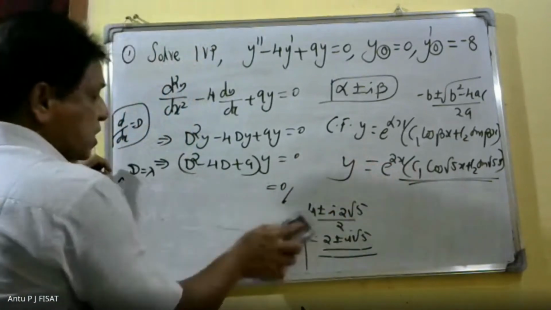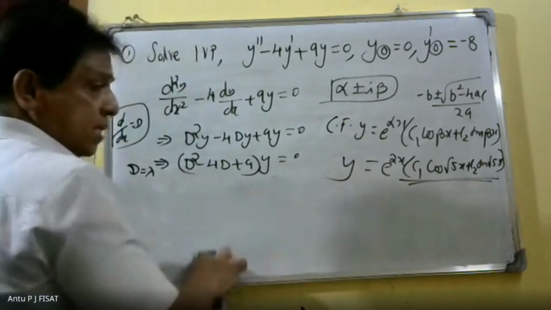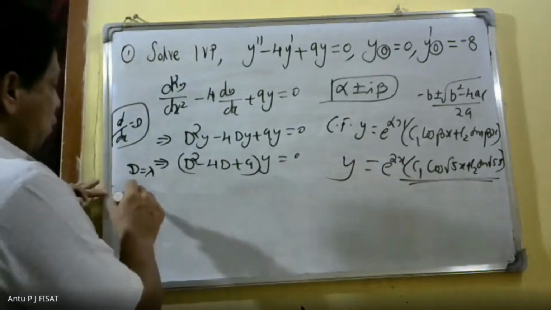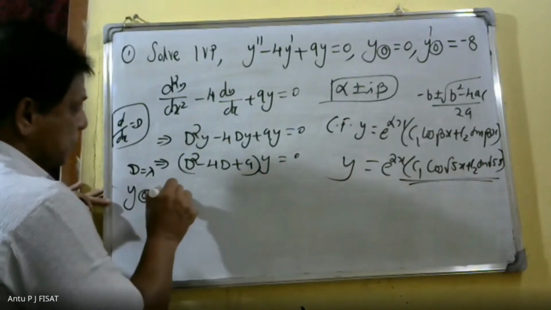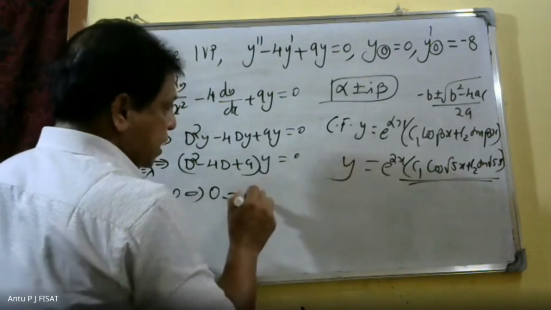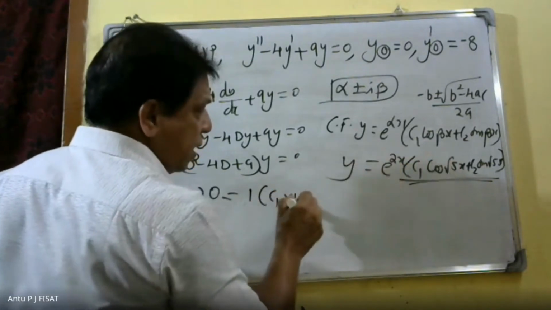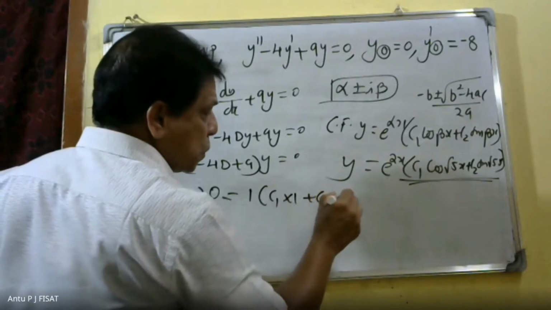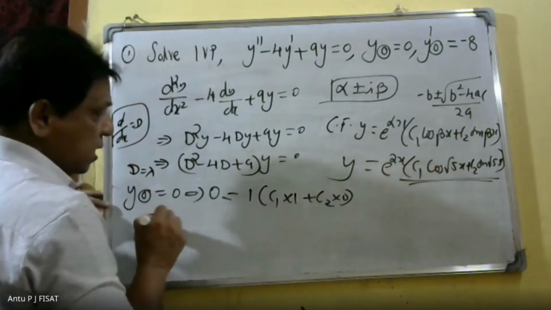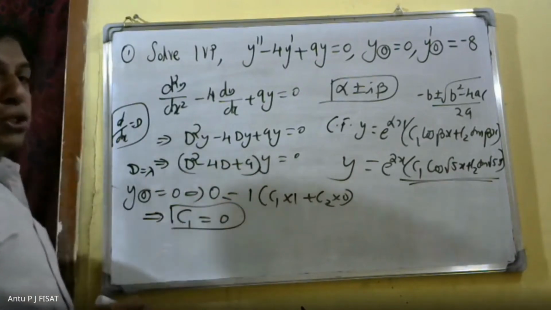To find the constants c1 and c2, we use the initial conditions. The first initial condition is y(0) is equal to 0. That is, 0 is equal to, putting x is equal to 0, 1 into c1 cos 0, which is 1, plus c2 into sin 0, which is 0. Therefore, the first constant c1 is equal to 0.